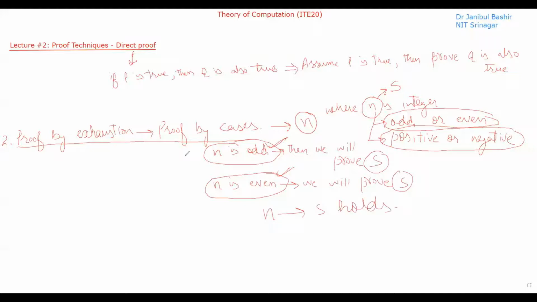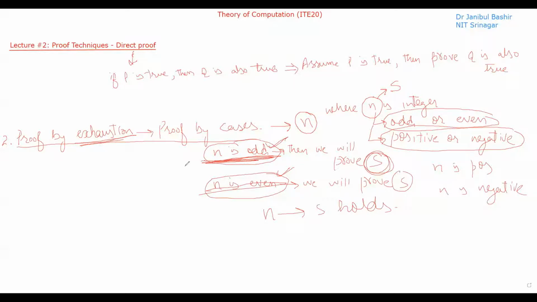So in this technique, we are doing proof by cases, or we can say proof by exhaustion. Exhaustion means that we are checking the validity of this statement S for all values of n, for odd, for even, or we can say for positive if n is positive and if n is negative. So this is called proof by exhaustion or proof by cases.